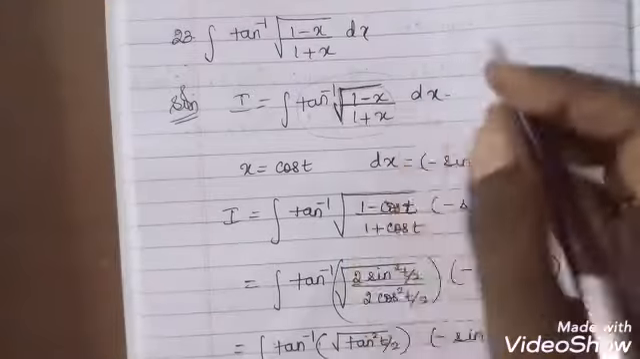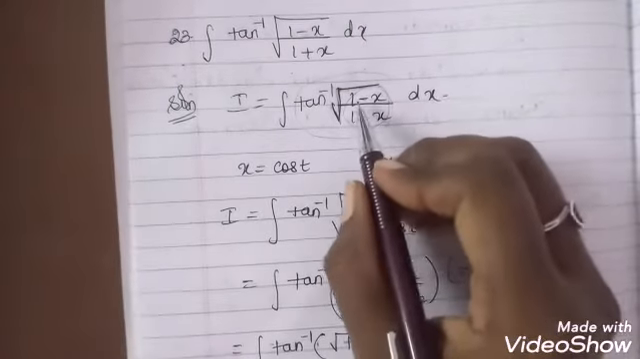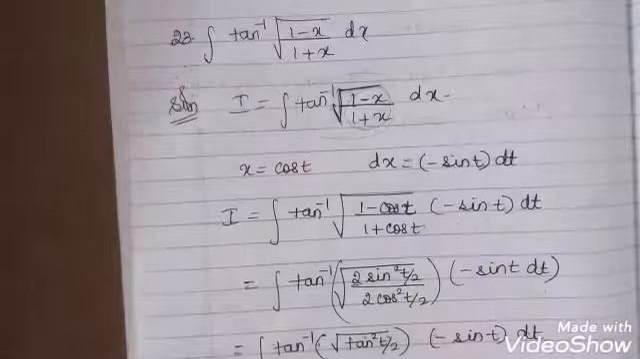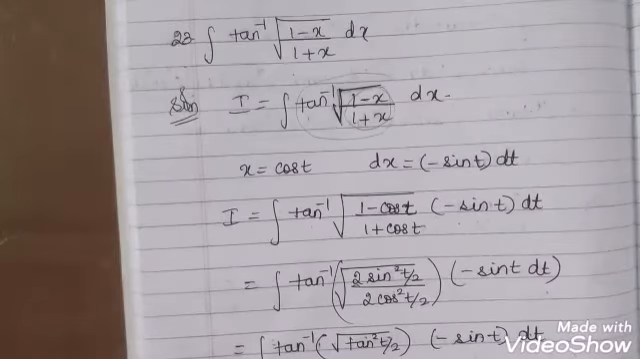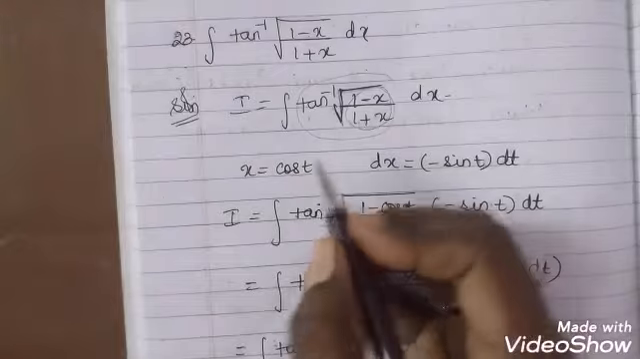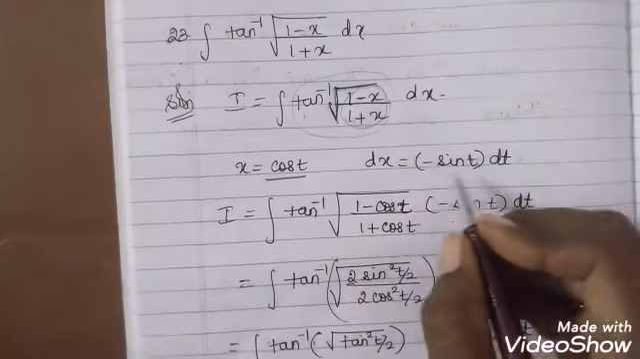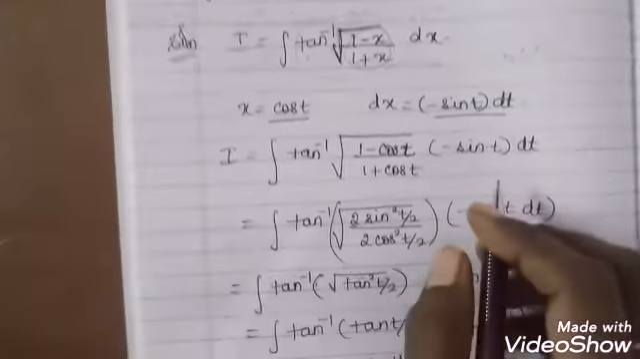So here, what is the substitution I can put? I cannot put sin t. If I put sin t, I'll get 1 minus sin t by 1 plus sin t, and I don't have any identity like that. So the only possibility I have here is to put x is equal to cos t. So what is your dx equal to? Minus sin t into dt, you get.